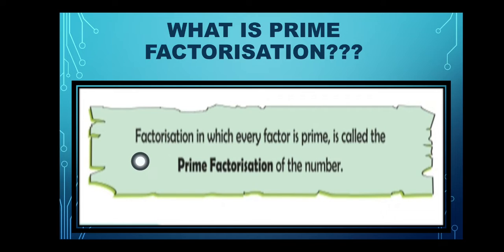Factorization in which every factor is prime is called prime factorization of a given number. Means a factorization in which all the numbers are prime is prime factorization. So let's see how you can find prime factorization.